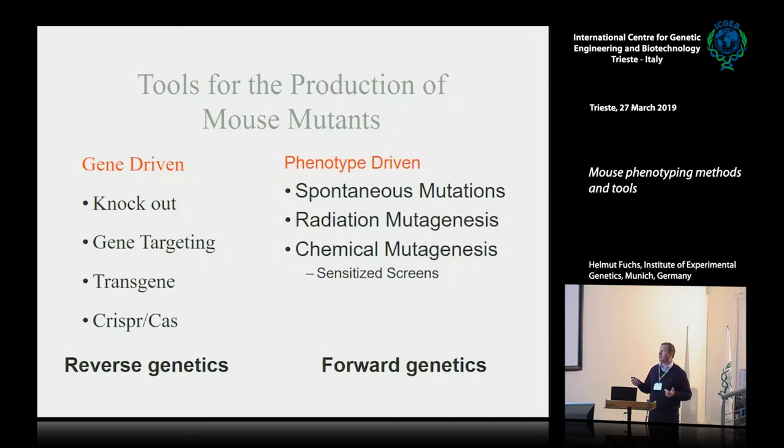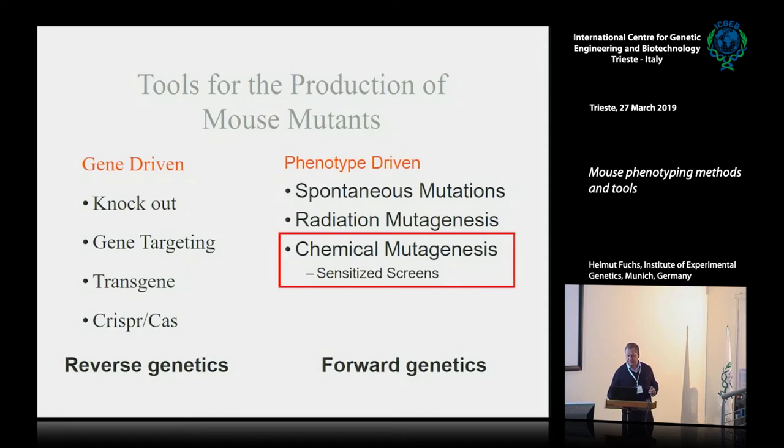As a next step, people did radiation mutagenesis to speed up the frequency of mutations, and the next, higher level of mutagenesis is chemical mutagenesis. You might have heard about ENU, ethyl nitrosourea, a chemical that can produce mutations, in most cases point mutations, in mice, and which was used to produce mouse mutants. This can also be used for so-called sensitized screens. I will come back to this later in my talk. So that's what we are going for today.